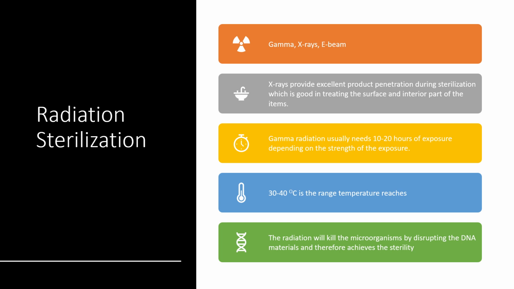The mechanism behind radiation sterilization lies in its ability to disrupt the DNA materials of microorganisms. By damaging the DNA, radiation effectively kills microorganisms, thereby achieving sterility in the treated items. So radiation sterilization, whether through gamma rays, X-rays, or electron beam radiation, offers a powerful means of achieving sterility in various materials and products. With its ability to penetrate surfaces and disrupt microorganisms' DNA, radiation sterilization stands as a cornerstone in ensuring the safety and integrity of medical devices, pharmaceuticals, and other sensitive products.